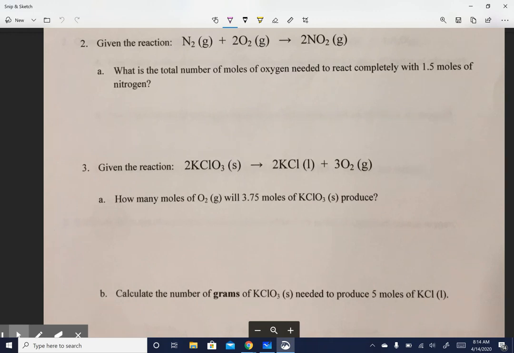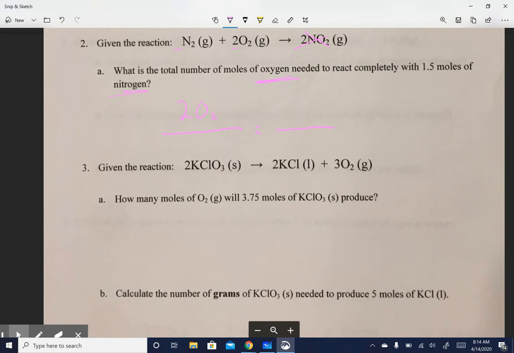All right, so now we got N2 plus 2O2 yields 2NO2. What is the total number of moles of oxygen needed to react completely with 1.5 moles of nitrogen? Again, here we don't care about that. It's just the 1 and the 2 here. I'll do it in the order they're asking. So moles of oxygen goes on top. That's going to be 2 moles of oxygen to 1.5 moles of nitrogen. Not divided by, but that's my mole ratio. It's 2. No. Sorry, guys.